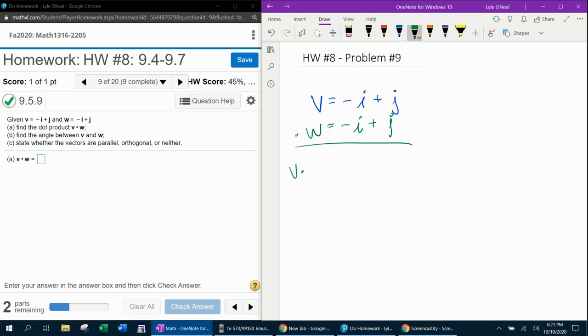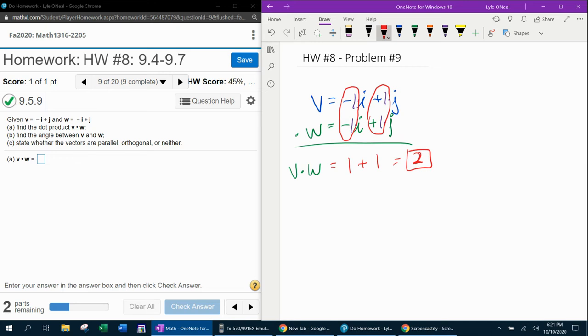So the dot product, v dot w, and I probably should go back and fill in those coefficients. That's negative 1i plus 1j for vector v, negative 1i plus 1j for vector w. If I find the dot product, I simply need to multiply the a's together. Negative 1 times negative 1 makes 1. Multiply the b's together. 1 times 1 is 1. And take those numbers and add them up. And that's going to give me a positive 2.